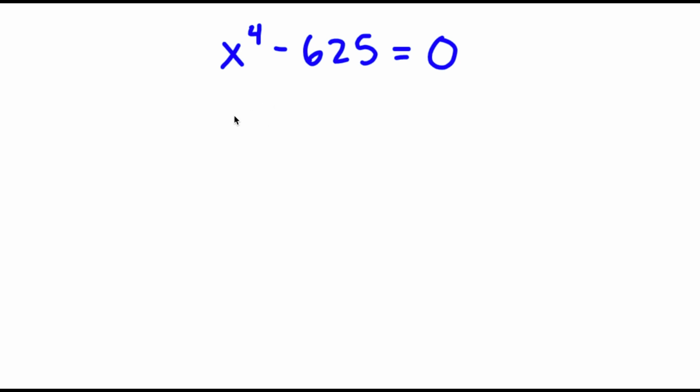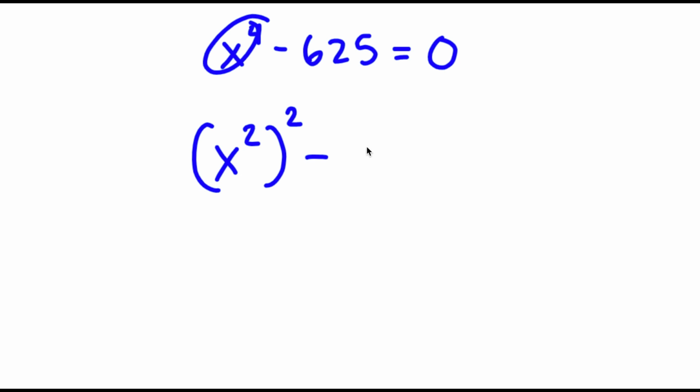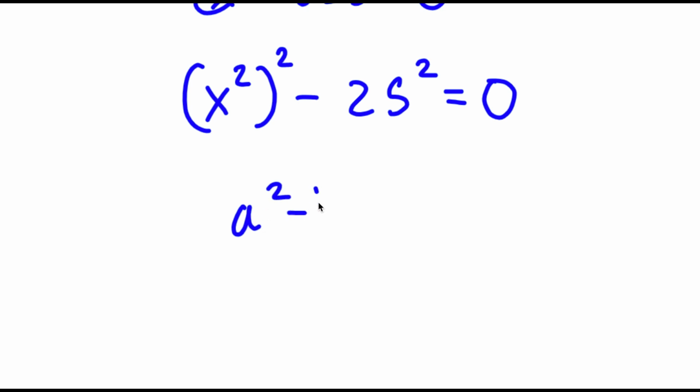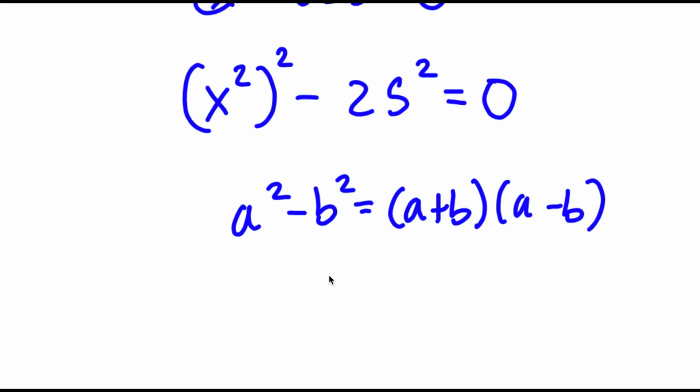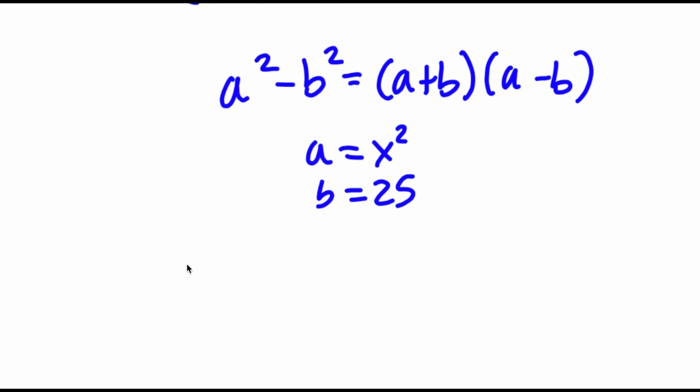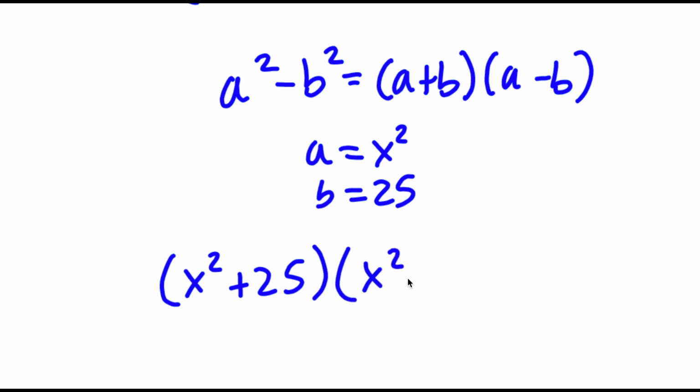Alright, so in this problem, I have x to the power of 4 minus 625 is equal to 0. So to solve this, I'm going to first rewrite x to the power of 4 as x squared to the power of 2, and I'm going to rewrite 625 as 25 squared. Now, if I have something in the form a squared minus b squared, this is equal to a plus b times a minus b. So in this case, a is x squared and b is 25. So I have x squared plus 25 times x squared minus 25 is equal to 0.